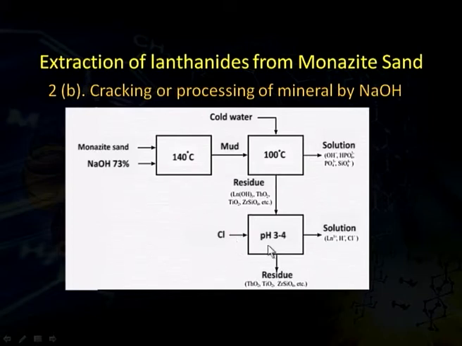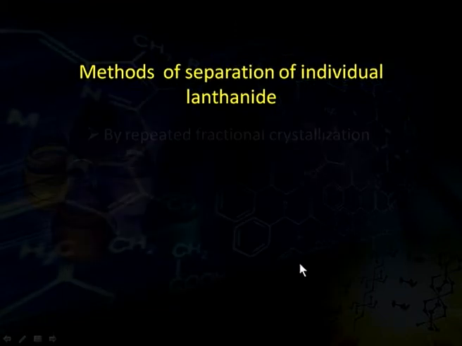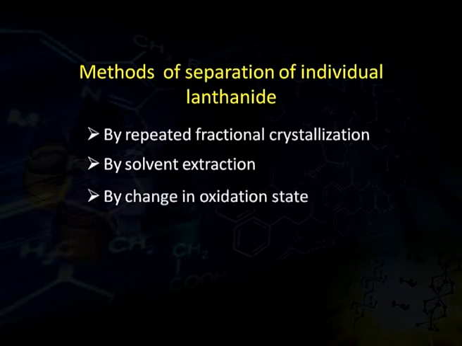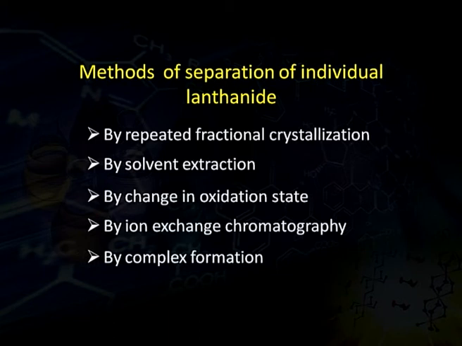Then in the presence of hydrochloric acid at around pH 3 to 4, the residue is going to provide the titanium, thorium oxide and the zirconium. The separation of individual lanthanides can be performed by repeated fractional crystallization, solvent extraction, change in oxidation state, ion exchange chromatography, or by complex formation. Let us see first the repeated fractional crystallization.